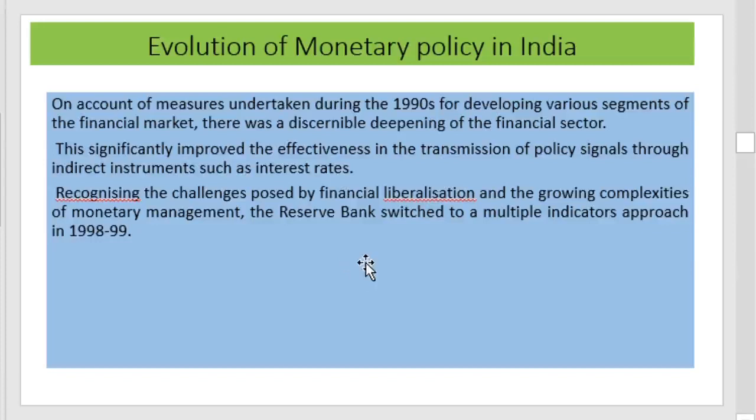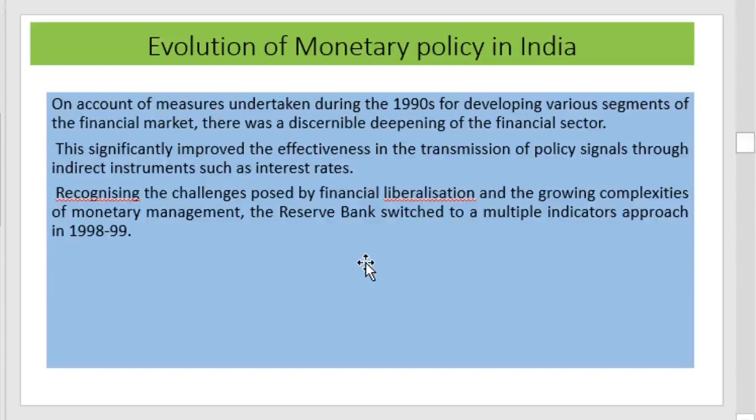On account of measures undertaken during the 1990s for developing various segments of the financial market, there was a discernible deepening of the financial sector. That is, the financial sector started improving. This significantly improved the effectiveness in the transmission of the policy signals through indirect instruments such as interest rate.